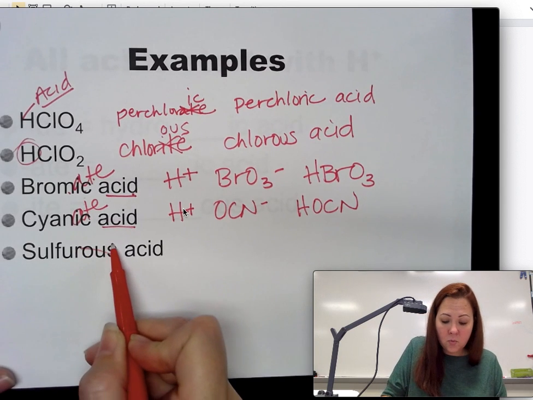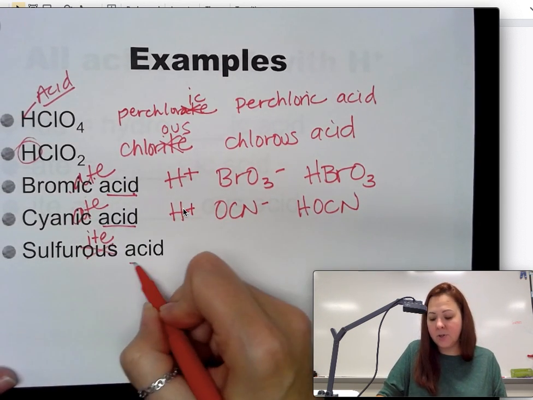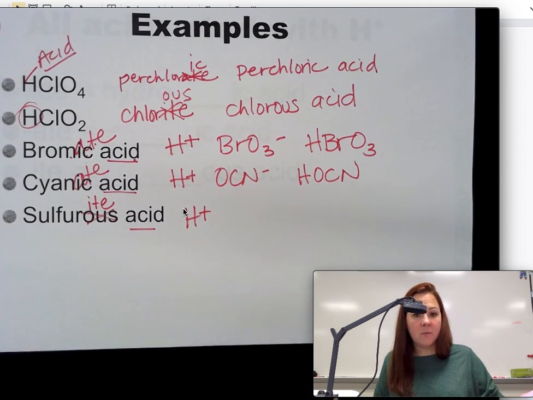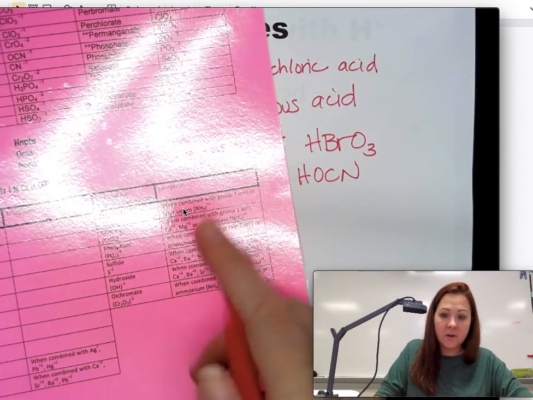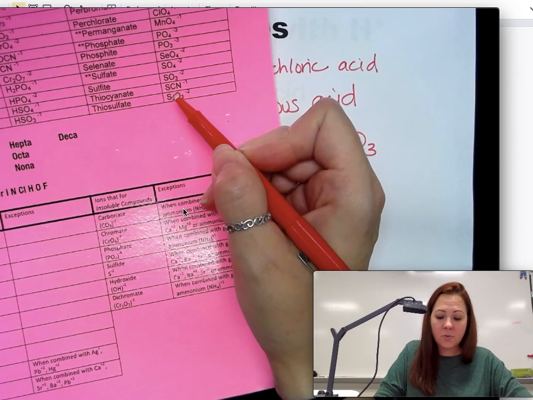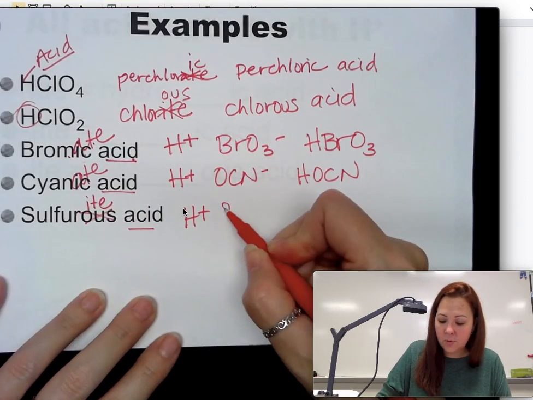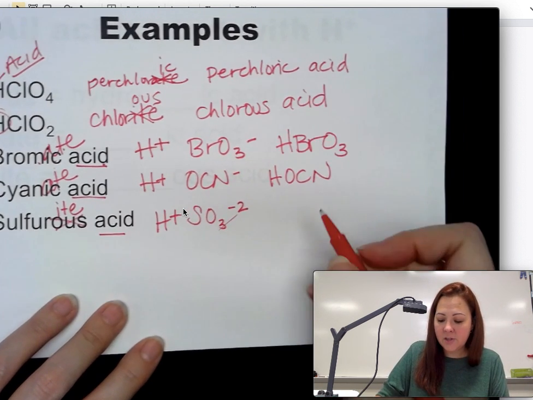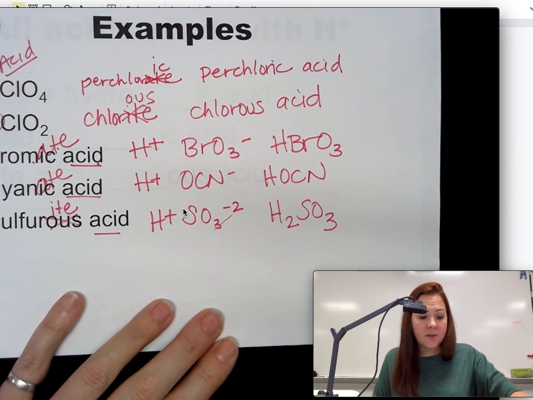Sulfurous. OUS means that this used to be ITE. Again, acid means that hydrogen ions are present. So sulfite is what I need to find on my polyatomic ion chart. Sulfite, when I find it, is down here. It says that it is SO3 -2. So I'm going to take this and pair it up with SO3 -2. Again, when I swap and drop, you end up with H2SO3.